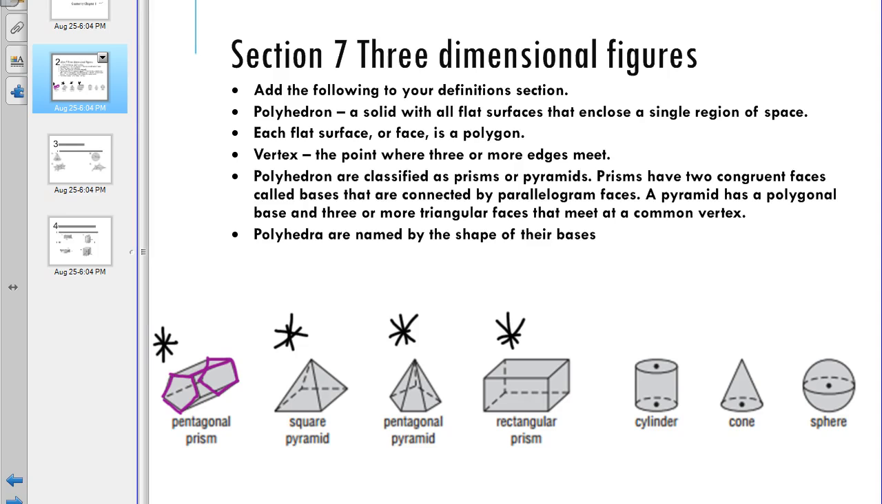And then when we look at the pyramid, it's also named by its base, but instead of extending those sides or the edges out to a shape that looks exactly like it, like the prism, it goes to a point. All right, so you can check those out as well. So we have a square pyramid, a pentagonal pyramid with a pentagon as its base, and then a rectangular pyramid.